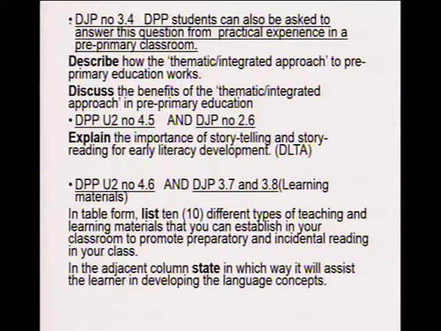Now students, the thematic integrated approach is the approach that is prescribed by the Ministry of Education. If you don't have a class, go to a teacher and ask how this works. Then discuss the benefits of the thematic integrated approach in your pre or your junior primary education.